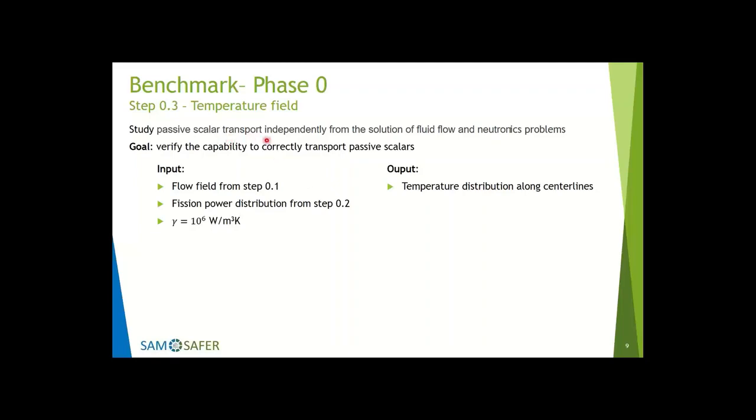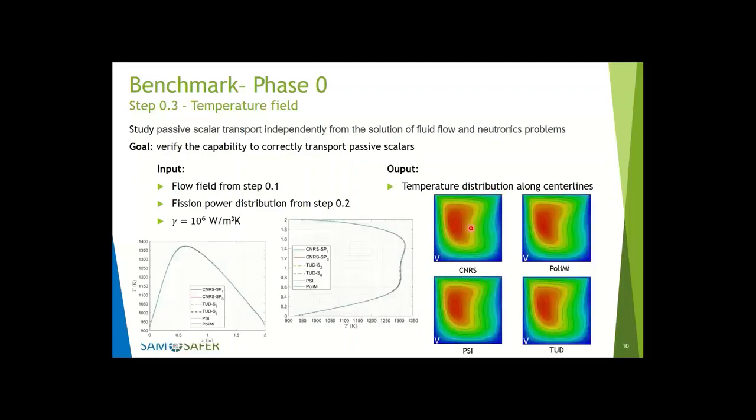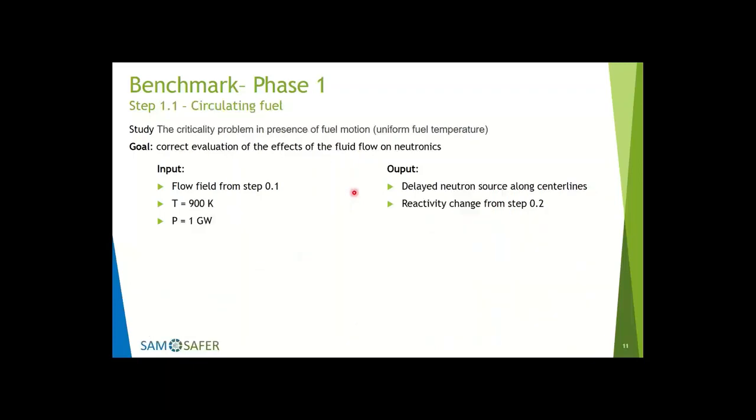You need to solve correctly the passive scalar transport equation. And temperature here is like a passive scalar because indeed there is no coupling between neutronics and the energy equation, and also between the momentum equation and the temperature equation. And we compared the temperature distribution inside the cavity as well as the temperature along the central lines. And discrepancies here are limited to just 0.3%.